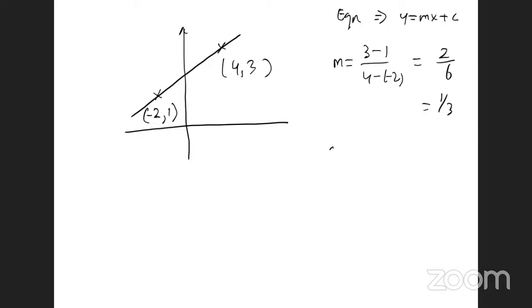And then to find the y-intercept, that'll be y minus mx, right? Y is 3, gradient is 1/3, and the x value is 4. So I got 3 minus 4/3, which is 5 over 3. Anybody got that? 5 over 3? For the y-intercept, 5 over 3? No?